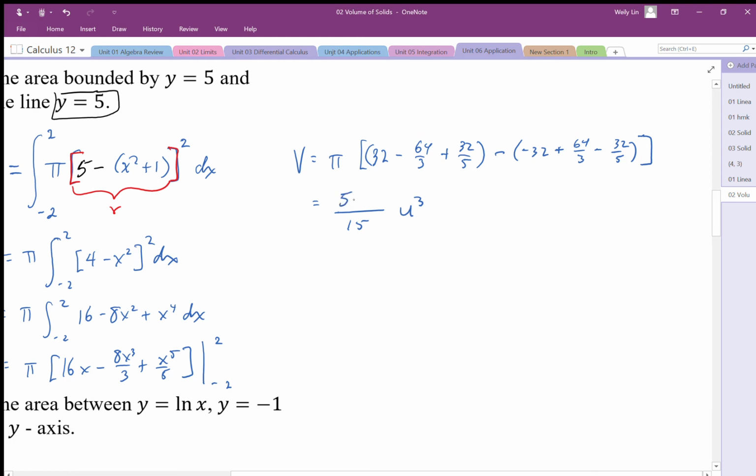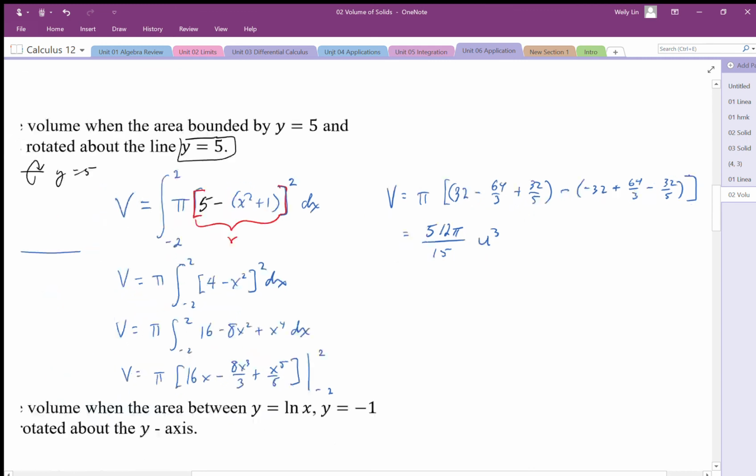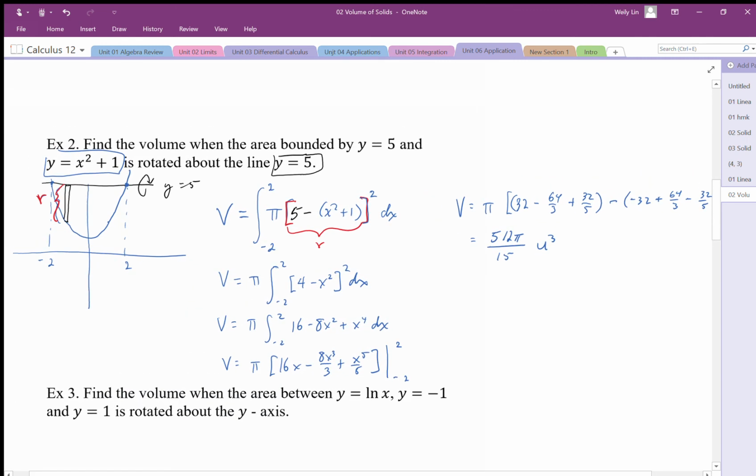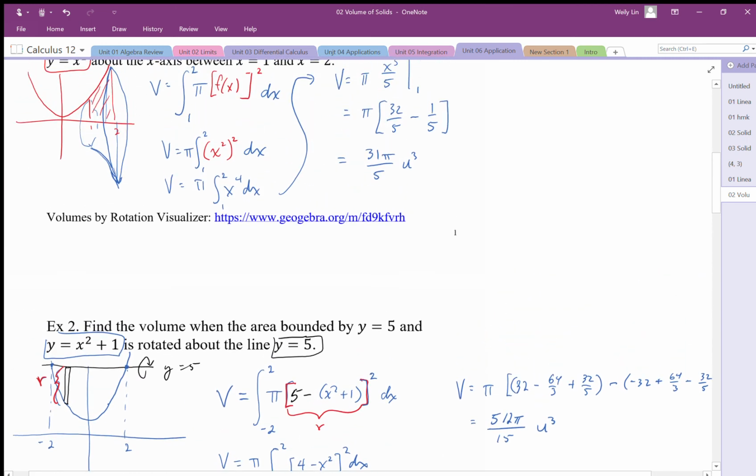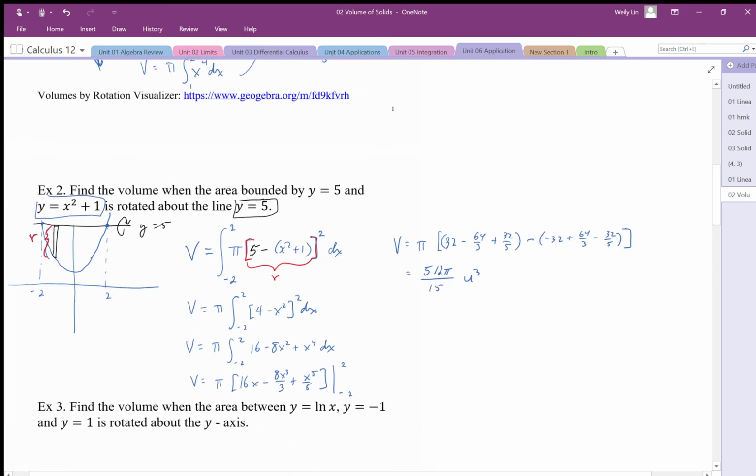Let me just write that out a little bit better: 512 pi over 15. So there's the volume of that object. The next video is going to show you, if it was hard to visualize what those objects look like, what those shapes are going to look like.